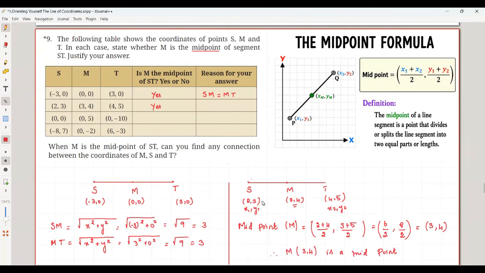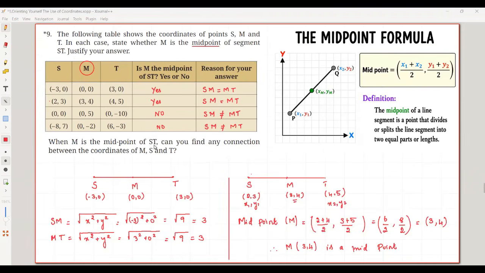In this case I have used the midpoint formula, but actually here you have to fill it based on the distance. Here also, if you check the distance of SM, it will be equal to MT. For the other case, if you check, you will get the answer as no. You can check yourself. The reason is the distance of SM will not be equal to MT. Otherwise you can go with the midpoint formula also. Anyway, both will give the same answer.